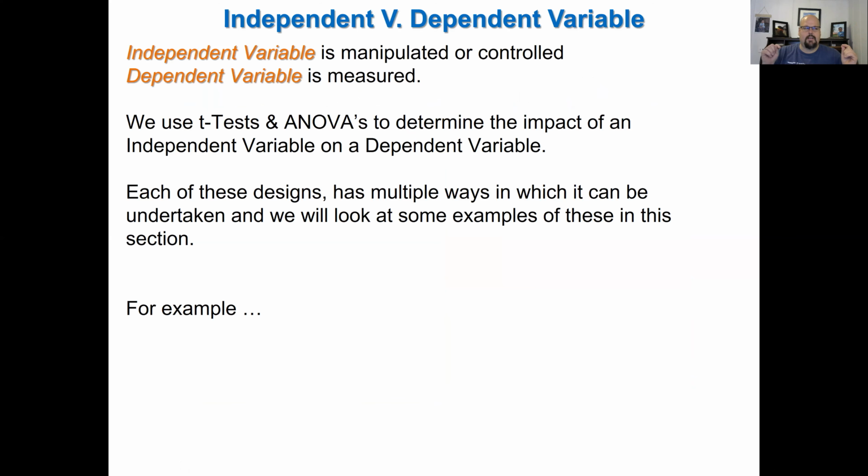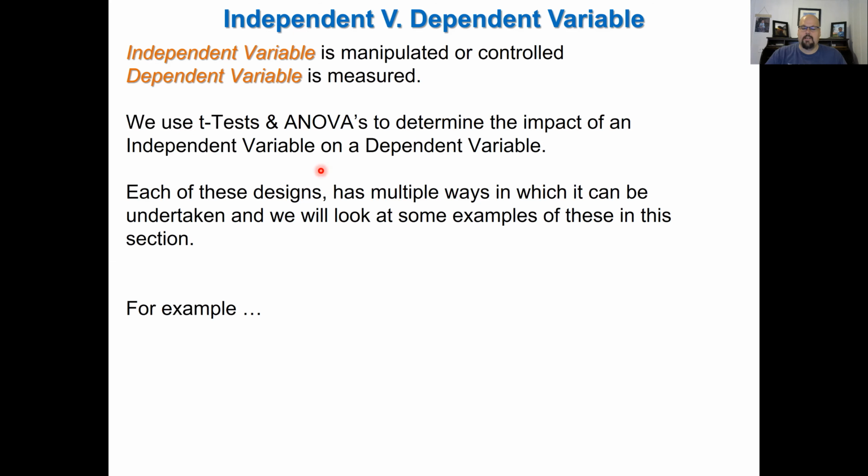So here we are looking at the independent and dependent variable. The independent variable is manipulated or controlled. The dependent variable is measured. By manipulated or controlled, it's the variable that the researcher is in control of. The variable that is then used to evaluate whether there's a difference is the measured variable. You can have multiple ones or singular ones. And we use t-tests and ANOVAs to determine the impact of an independent variable on a dependent variable.